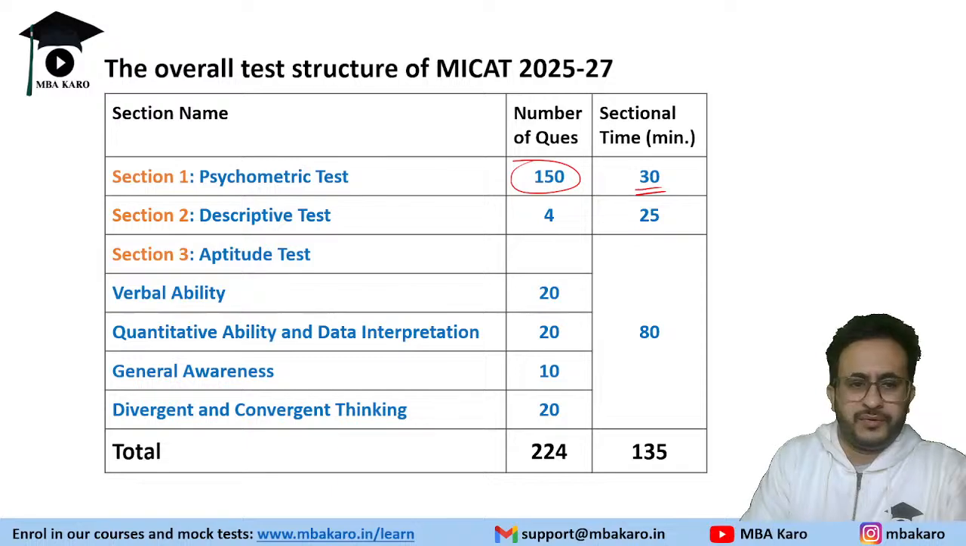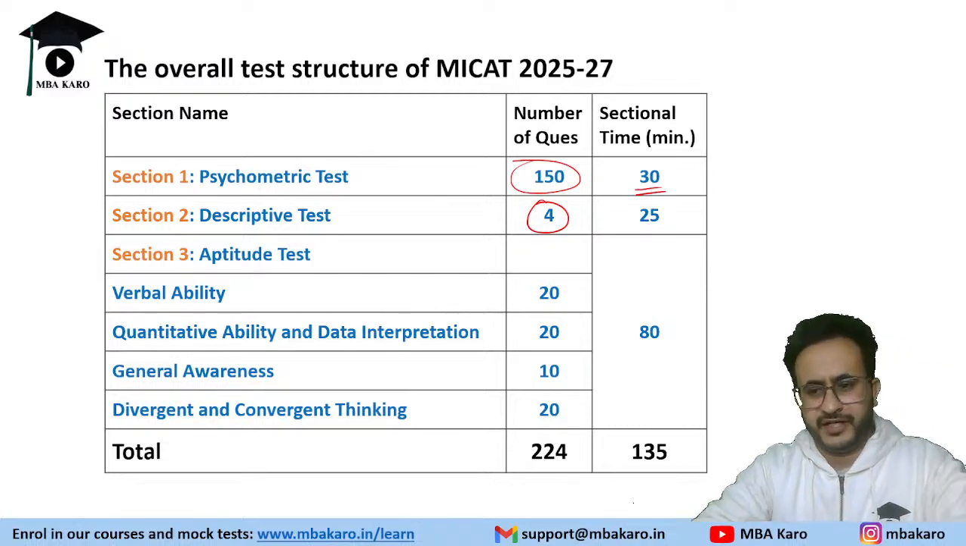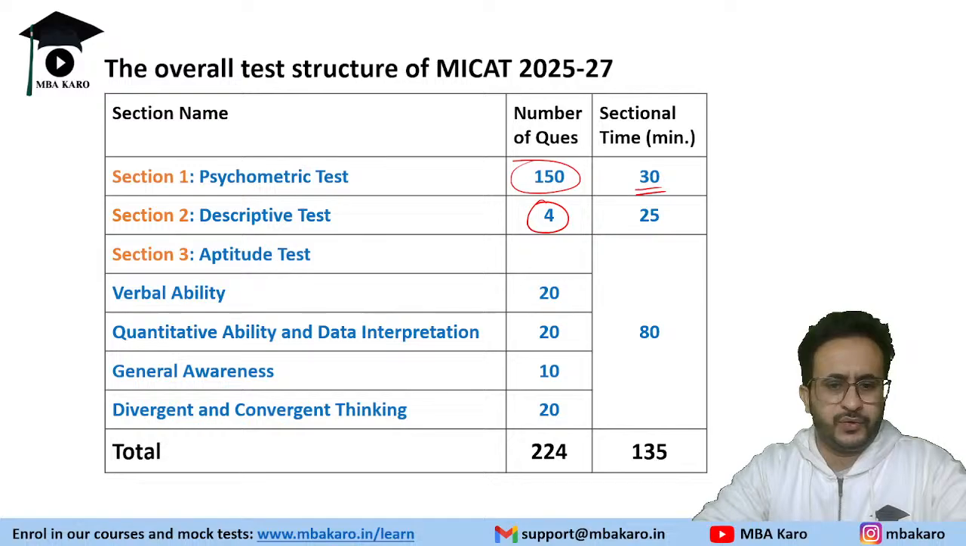Now, the descriptive test: there were four questions, 25 minutes. We will discuss the topics also. And then the aptitude test: you have 70 questions in 80 minutes. Right, now the 70 questions are way too difficult for 80 minutes. So in total you have a 135-minute test.